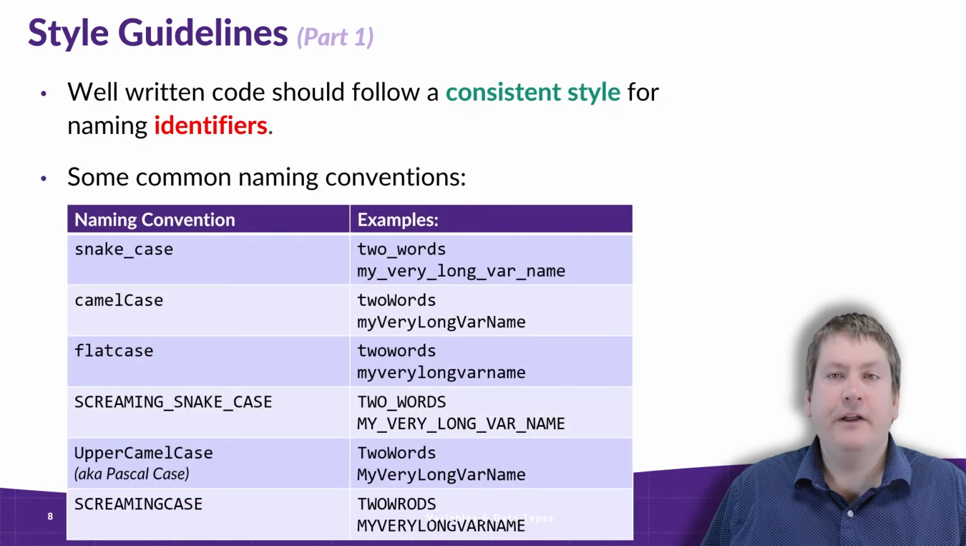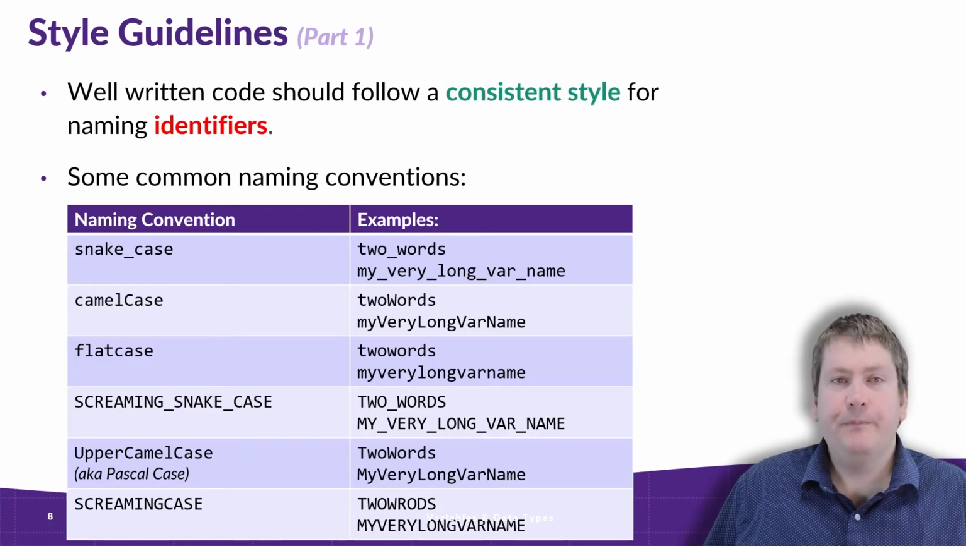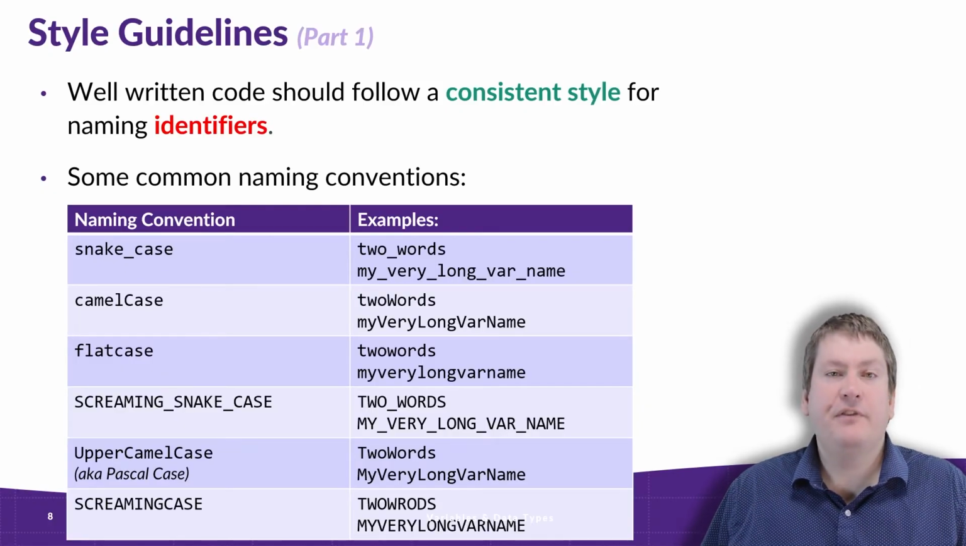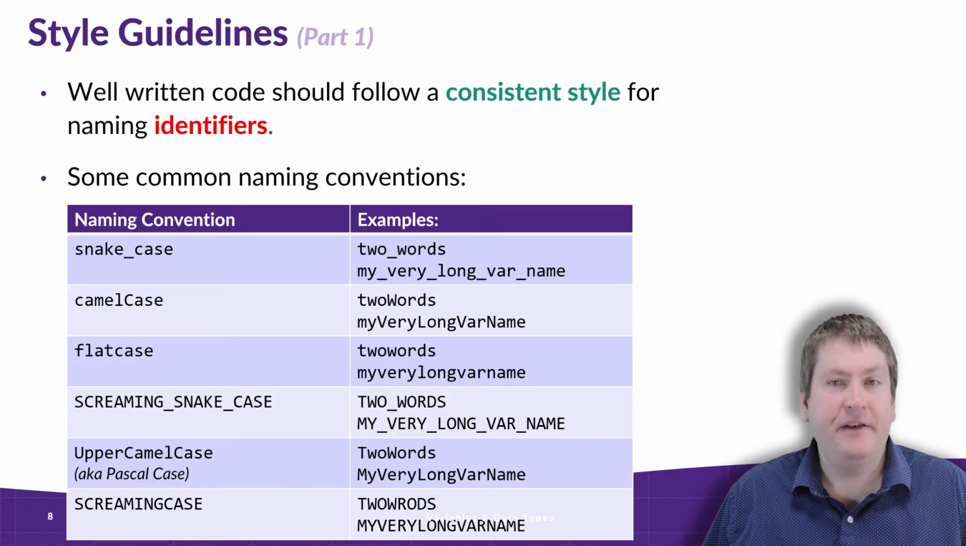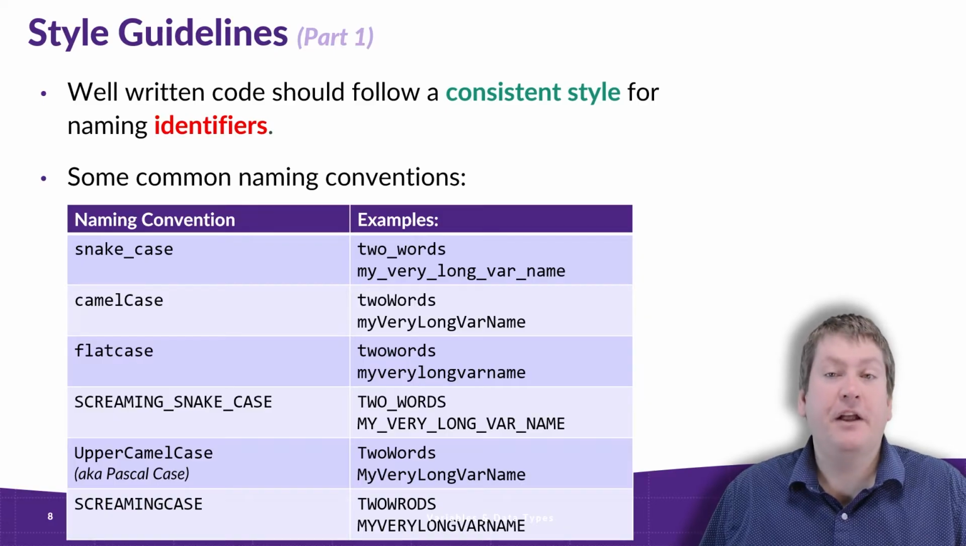There are many style and naming conventions for code. I have a few of the most common ones for naming identifiers listed here. The big difference between these is how they separate words and handle capitalization. Again, the key here is to be consistent. It's more important that you stick to one style than which particular style you use.